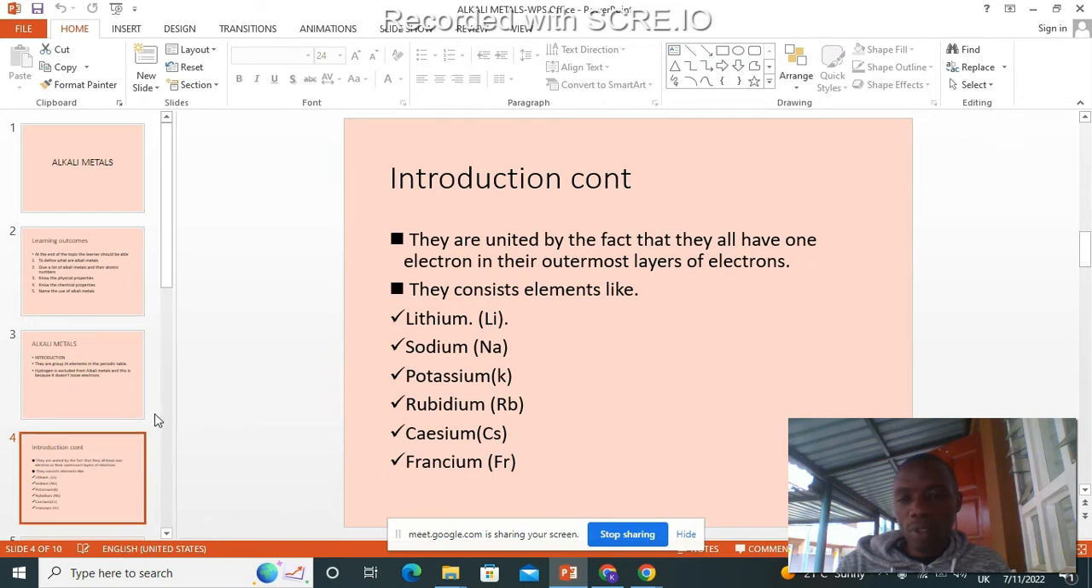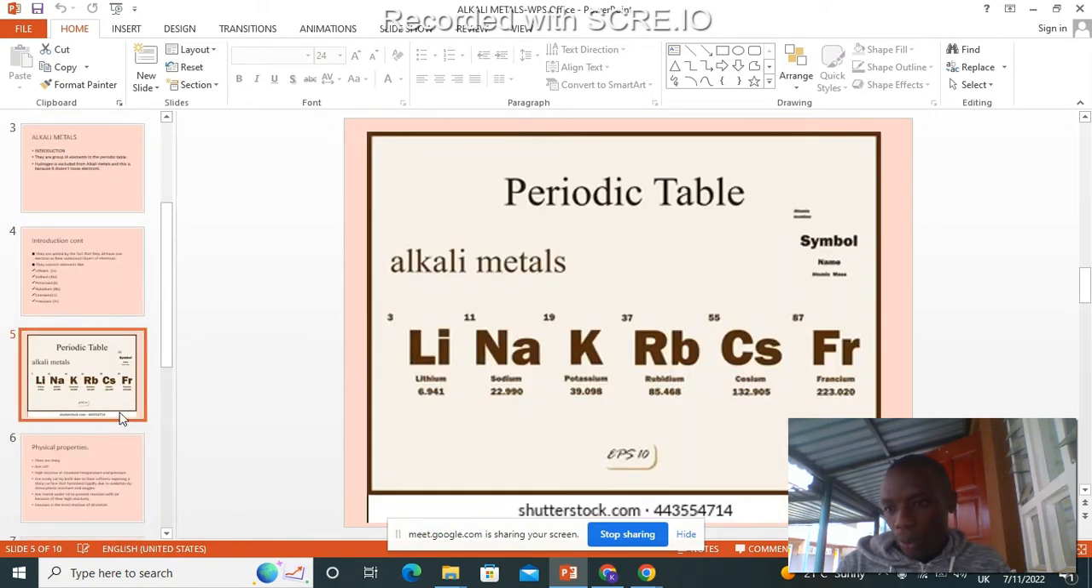The first one is lithium, which is denoted by capital L and small i, and the second one is sodium, which is denoted by capital N and small a. Next we have potassium, rubidium, cesium, and also francium. In our next slide, we are going to see how they are arranged in the periodic table.